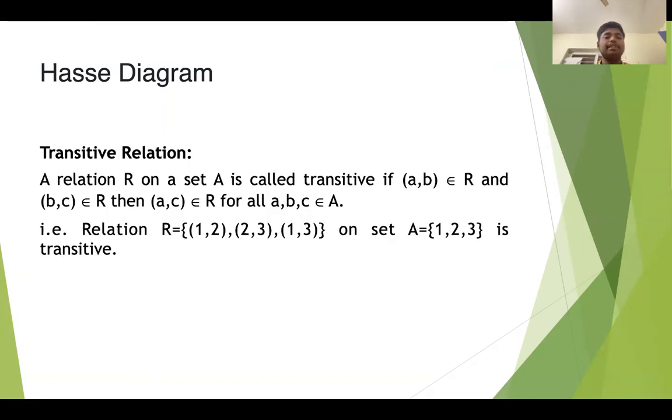Transitive relation. A relation R on a set A is called transitive if (a, b) belongs to R and (b, c) belongs to R, then (a, c) belongs to R, for all a, b, c belonging to A. That means relation R = {(1, 2), (2, 3), (1, 3)} on set A = {1, 2, 3} is transitive.